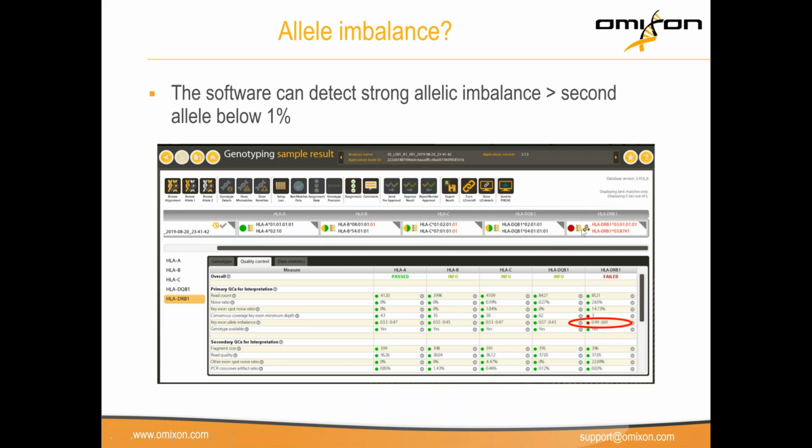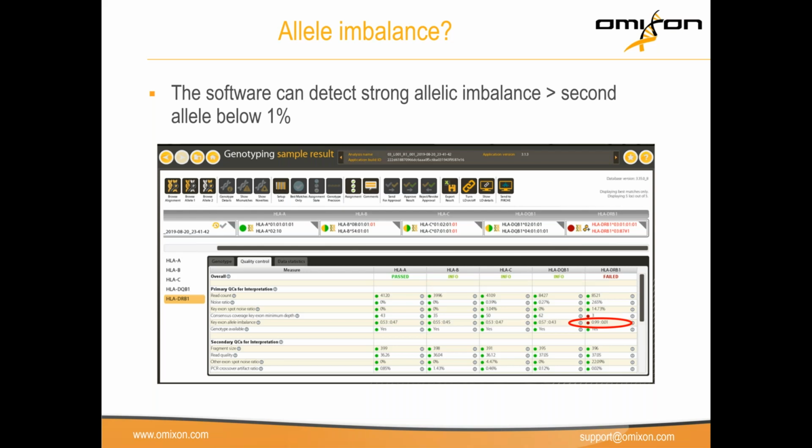So the software is giving you, as you can see above already, a red traffic light. It's warning you something is wrong. You check the quality control metrics, you can see extreme allele imbalance. Okay, so in this case, it's very clear. You can also check your gene browser and your sequences, but the software is very clear in here.